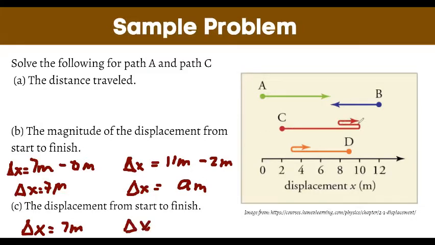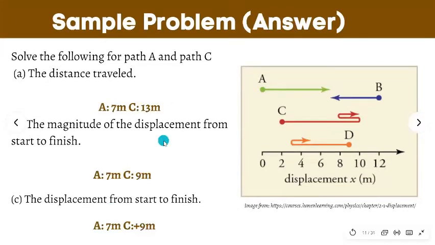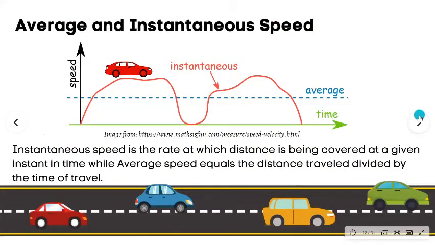And we can say that the displacement is positive because you have a positive final distance minus the initial distance or the initial location. So that's why you will have a positive displacement from start to finish. Okay. So these are the final answers for this sample problem. So now let us go to the average and instantaneous speed.